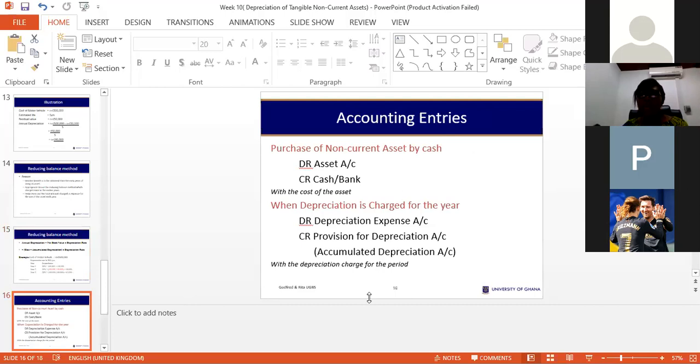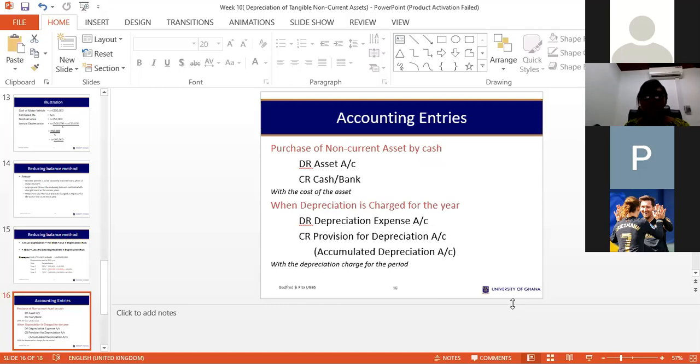So how do we account for it? Anytime businesses buy non-current assets, as I stated earlier, that is capital expenditure, and your debit is sent to the statement of financial position. So anytime we purchase a non-current asset, what do we enter? We debit the asset account and credit the cash account, or the bank, or whoever we bought it from, with the cost of the asset.